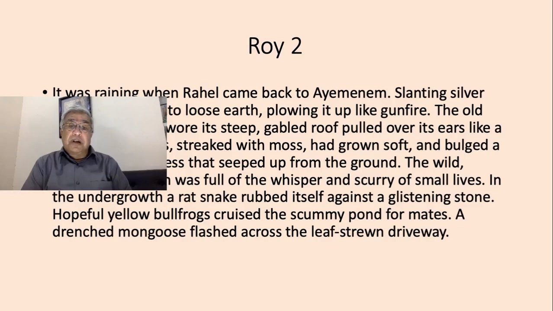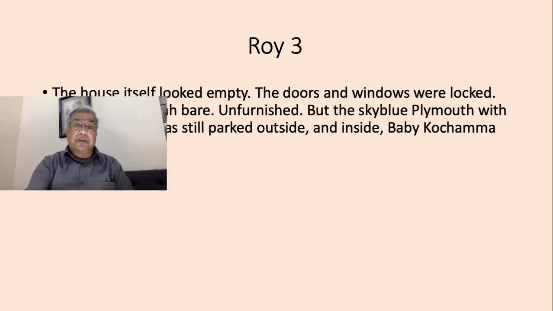We want to see them, but they are not available. However, in this season, monsoon, these animals are quite available, and therefore around the Ayemenem house, the animal life has also been talked about in the second passage of the first page of the novel The God of Small Things by Arundhati Roy.